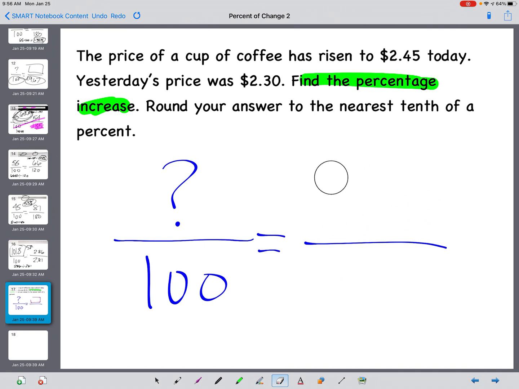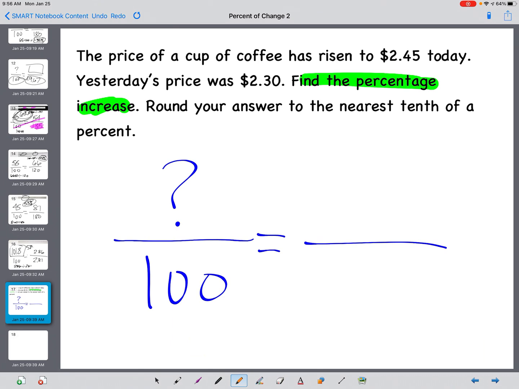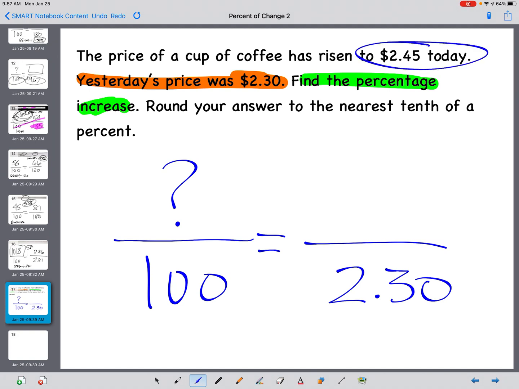When you're looking through a problem like this, first I want you to find the old price, or the way it used to be. What was the value in the past? That would be yesterday's price. That value is going to be associated with the 100% value, so we're going to put that on the bottom. That's going to be 230 down there at the denominator. And of course that leaves the new price, the most recent value, for the top, 245.